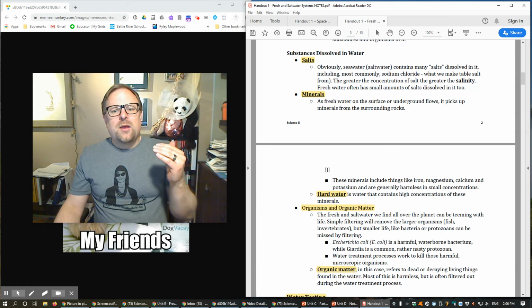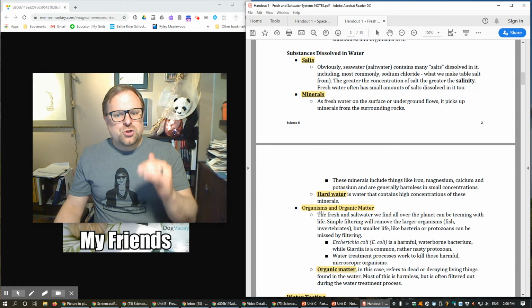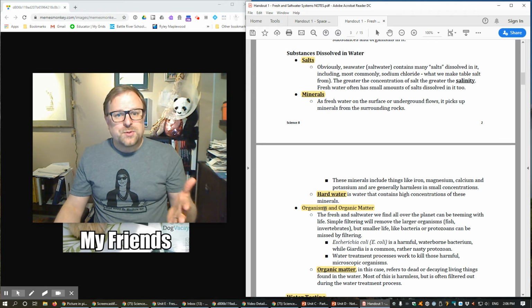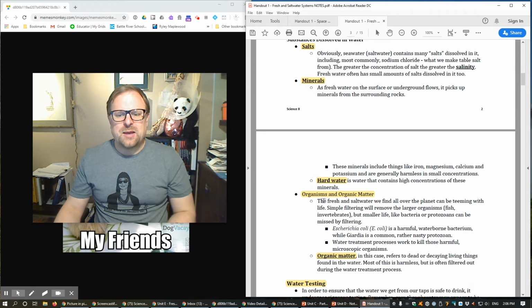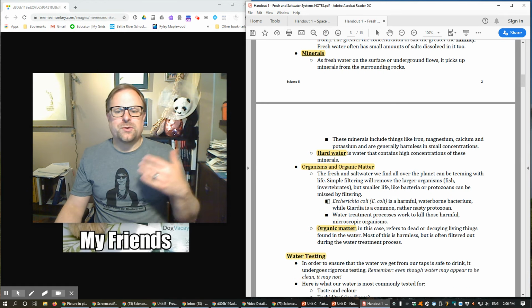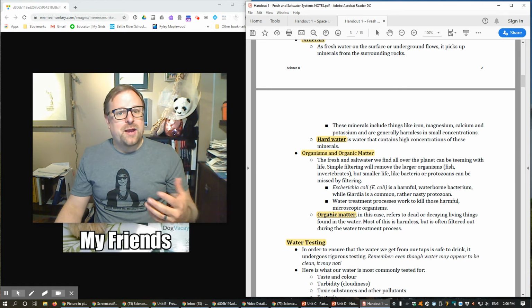Okay. Substances dissolved in water: make sure you can list some of these things that affect the quality of water that we have in our ecosystems or available for humans, and be able to tell me a little bit about each of those ideas, like salts, minerals, organisms, organic matter, that kind of stuff.